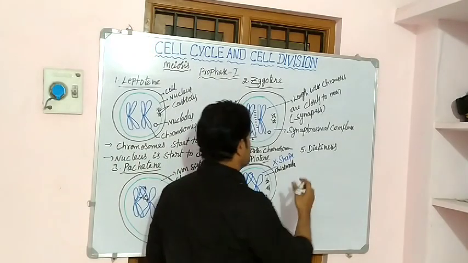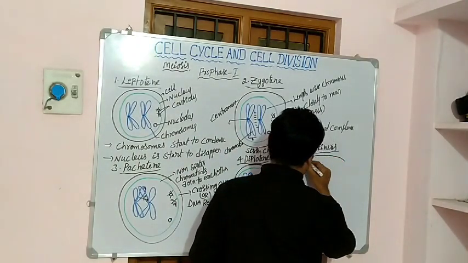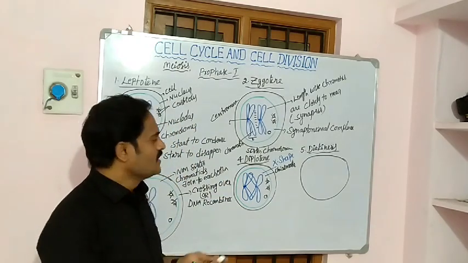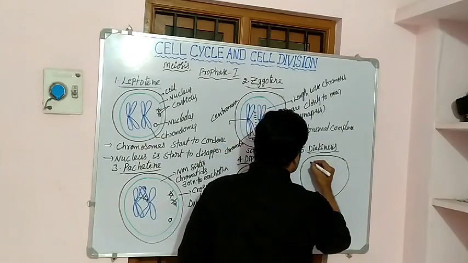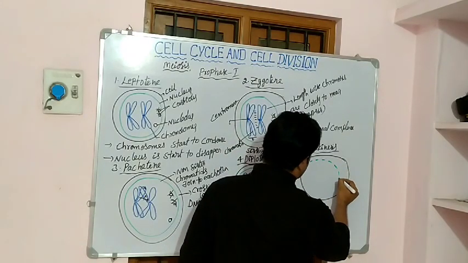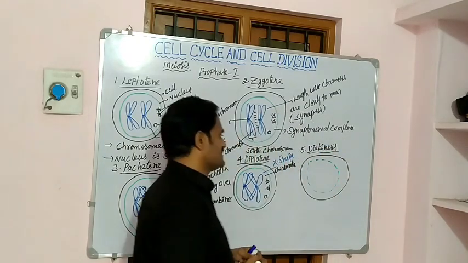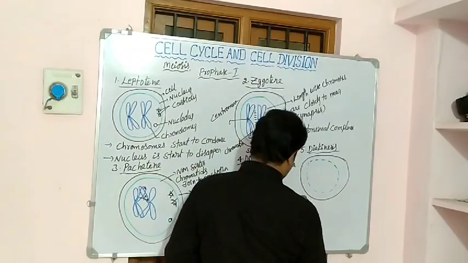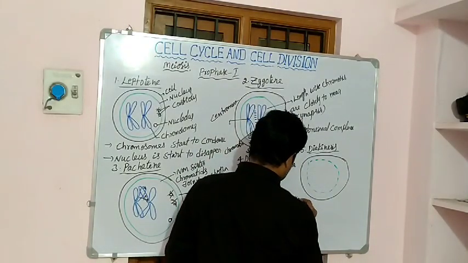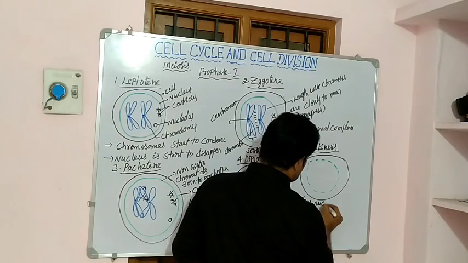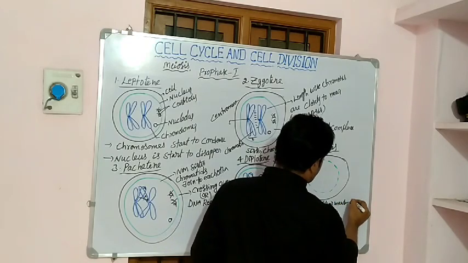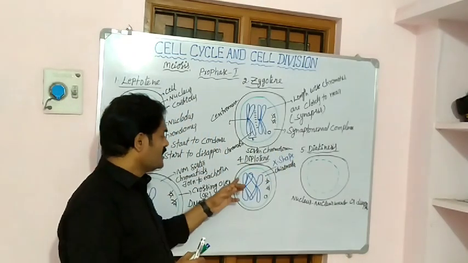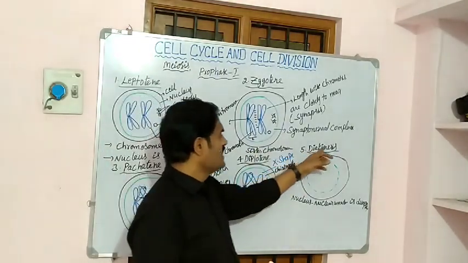See what kind of changes we notice in the diakinesis. See, this is the cell, and inside the cell there is a nucleus, but here some changes will occur. What are the changes? Here the nucleus and nuclear membrane start to disappear. Remember, this is the first change. The nuclear membrane and nucleus disappear in the diakinesis.